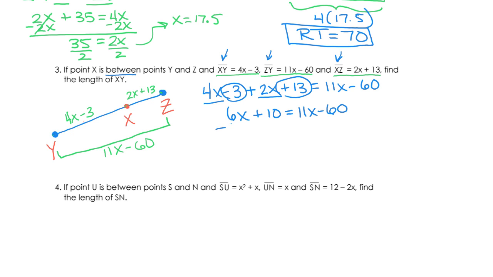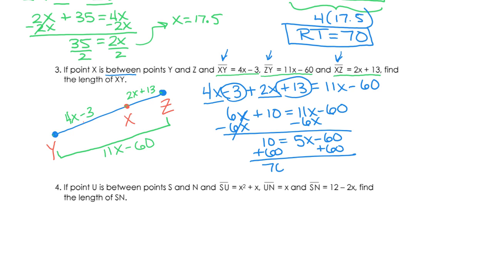I most likely would subtract the 6X first. And I would get 10 equal to 5X minus 60. I would then add my 60. And I end up with 70 equal to 5X. I'm going to go ahead and divide by 5. And X is going to come out to equal 14.